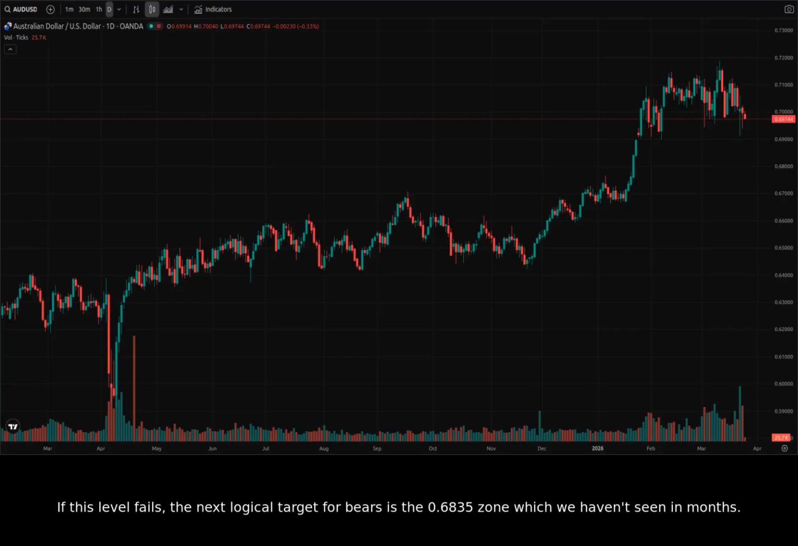If this level fails, the next logical target for bears is the 0.6835 zone, which we haven't seen in months. On the other hand, the RBA's hawkish stance provides a fundamental floor that prevents a total collapse. China's economic stabilization efforts also play a key role, as they remain Australia's largest trading partner.